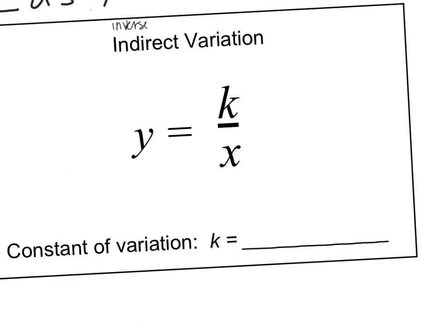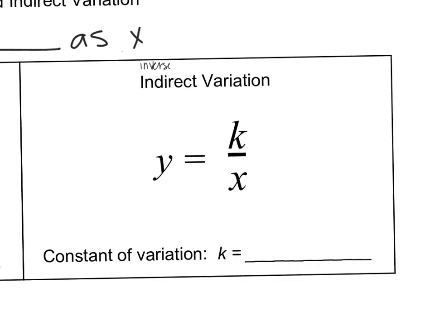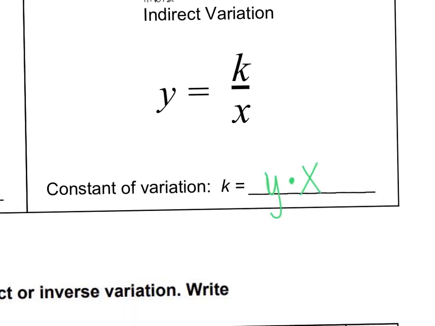So when we have things that vary indirectly or inversely, to find our constant of variation, instead of dividing, what do we have to do to find k? We multiply. So our constant of variation for inverse variation or indirect variation, we do y times x. So to find our constant of variation, we multiply this time.